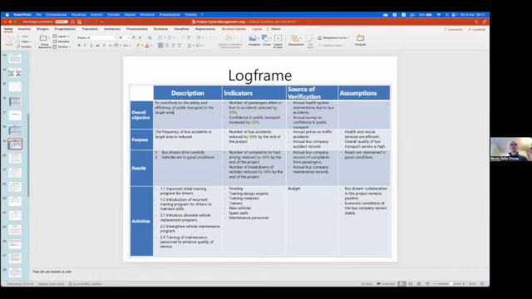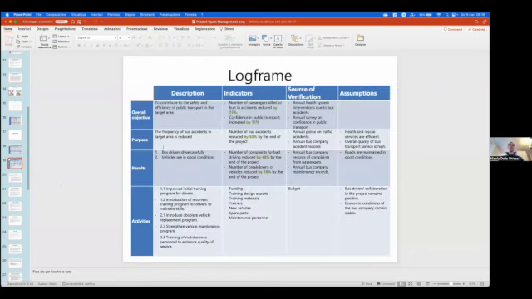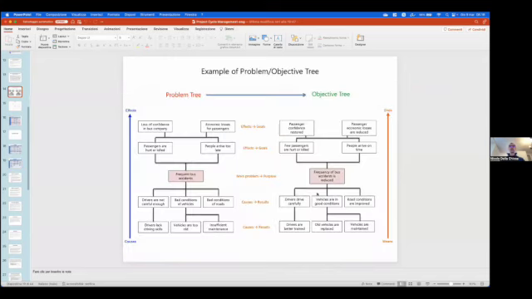So the purpose is exactly what in the objective tree was the main problem transformed into a positive situation. So this was the main problem, frequent bus accidents, and the purpose will be the positive version of the central problem. So frequency of bus accidents is reduced. And as you can see, this purpose is directly transferred from the objective tree.